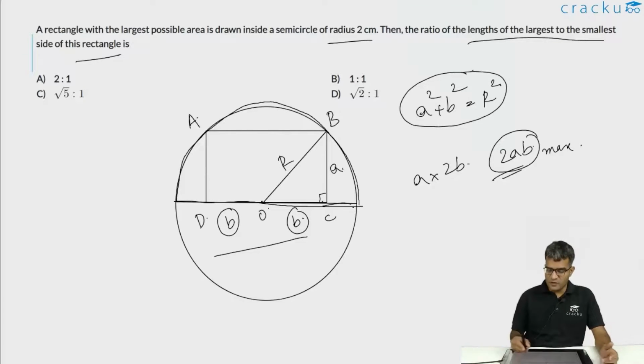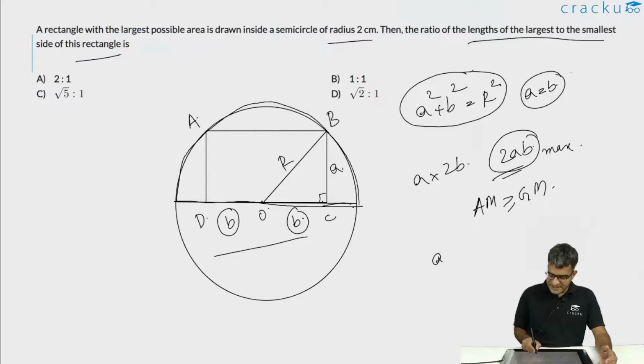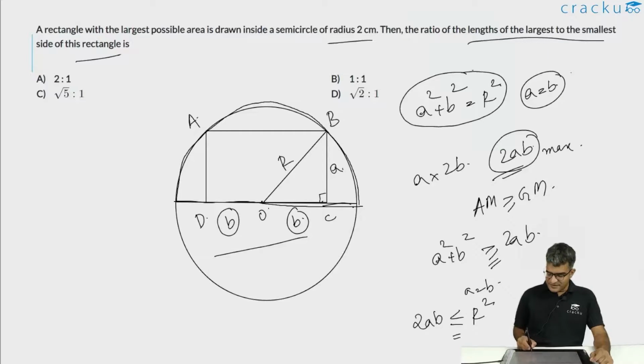This would happen only if A is equal to B. How do we know this? We can use the arithmetic mean is greater than or equal to geometric mean, which essentially says that A square plus B square is always greater than or equal to 2AB. And this equality will occur only when A is equal to B. That is, 2AB, which is the area of the rectangle, is always less than or equal to R square. And it will equal R square when A is equal to B. So the area of the rectangle is maximized when A is equal to B.